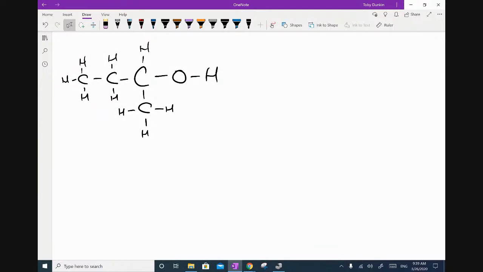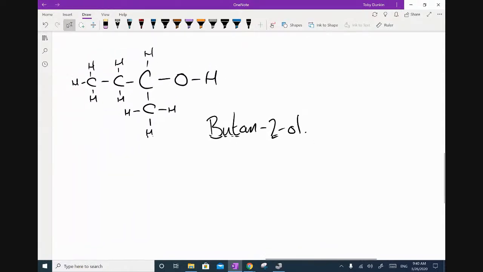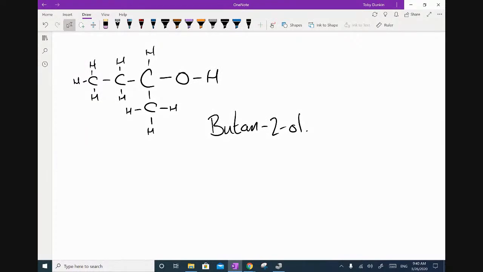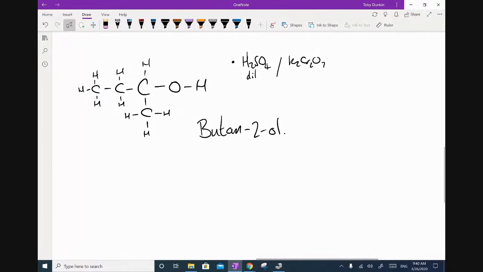So this is butan-2-ol, a secondary alcohol. Okay, so would we agree that in a chemical test we can certainly use acidified potassium dichromate, K2Cr2O7, with dilute sulfuric acid? We can definitely do this to prove it's an ol group.